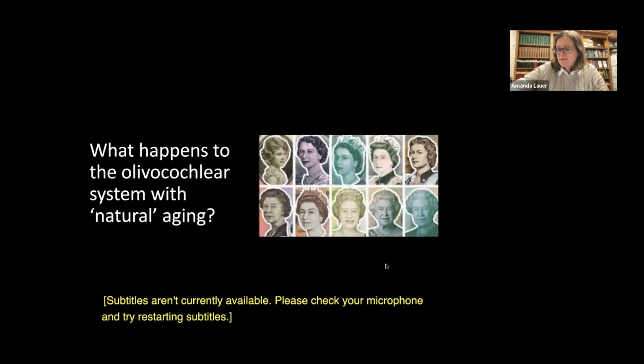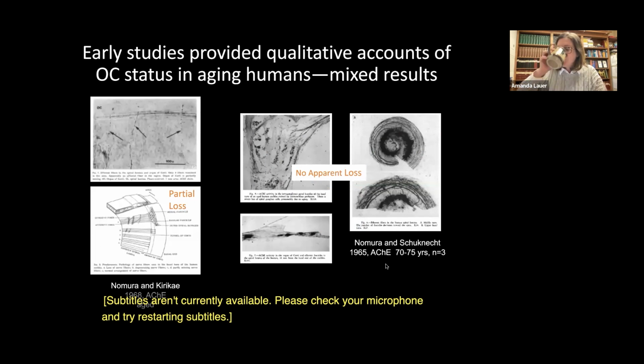We decided, rather than trying to deal with long-term potentially damaging noises, we switched to what happens to the olivocochlear system with natural aging. So instead of asking, how does it protect against natural aging, we're asking, how does it change with natural aging? And the reason for really looking at natural aging is that in the human literature, it's really unclear what happens to the olivocochlear system with age.